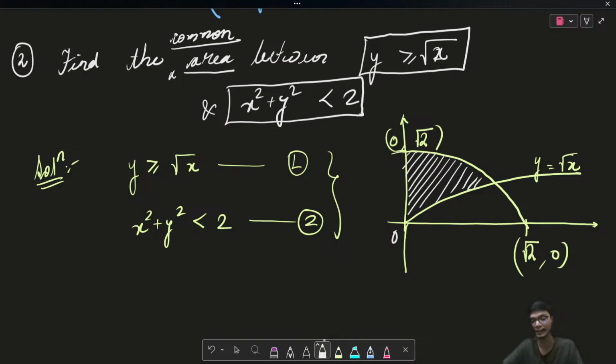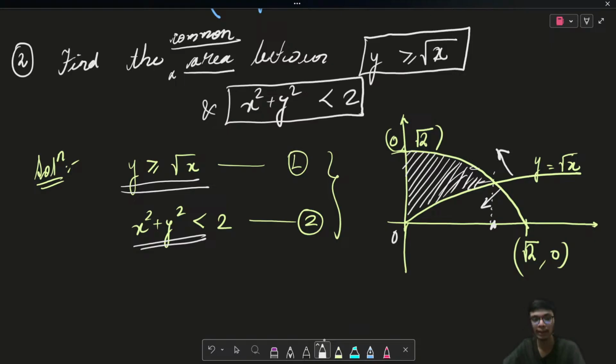Okay, so from the inequality region, the first inequality is basically talking about the region which is above this particular curve, to the top of this curve. And the second inequality is talking about the region which is inside the circle. So outside the parabola and inside the circle is the common region. So now in order to find this area, I have to first find this particular point till which I have to find the area, right?